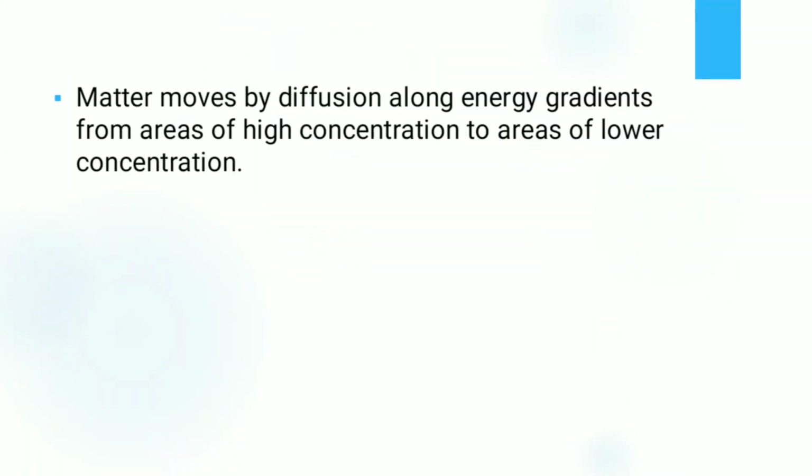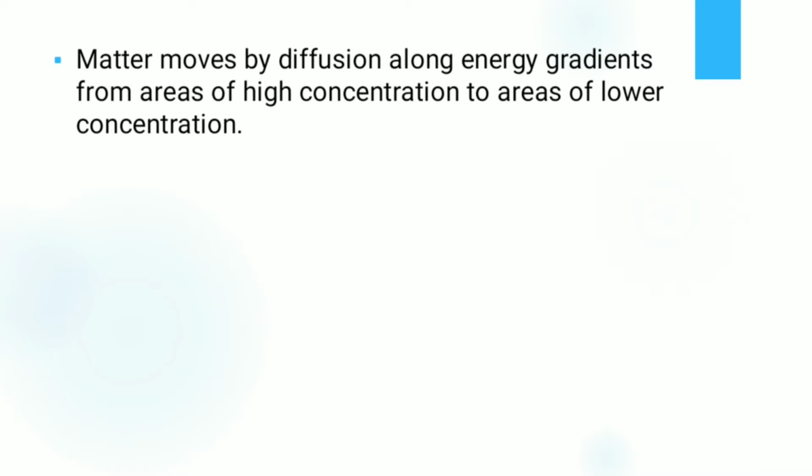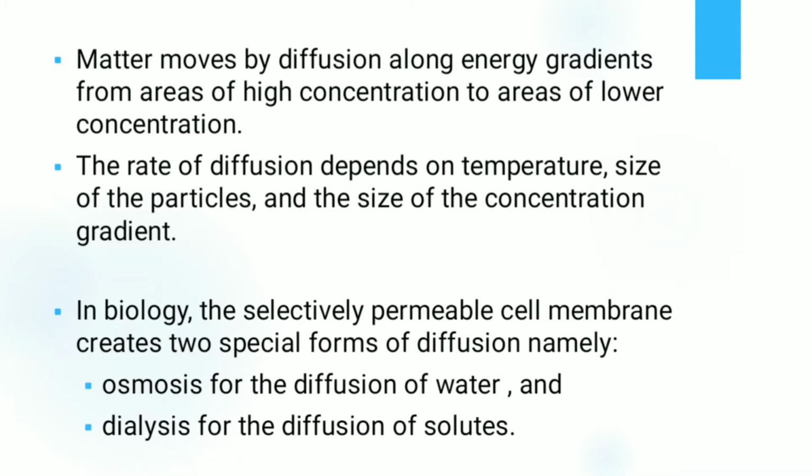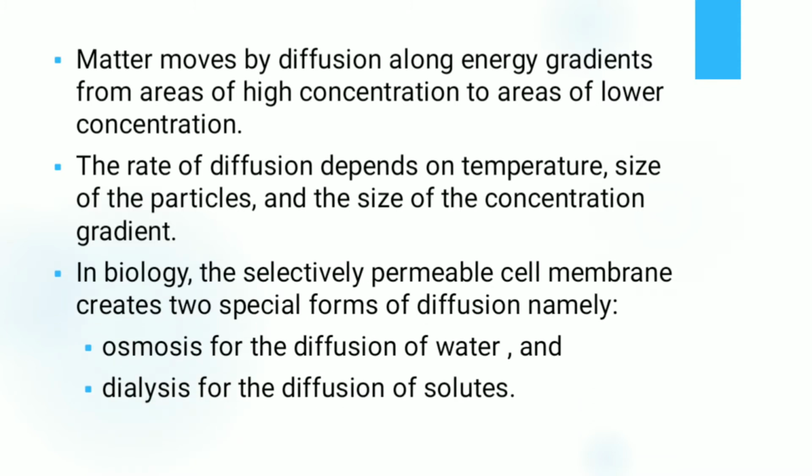So, you know that matter moves by diffusion along energy gradients from an area of high concentration to an area of lower concentration. The rate of diffusion depends on temperature, size of particle and the size of the concentration gradient. In biology, the selectively permeable cell membrane creates two special forms of diffusion, namely the first one, osmosis, from the diffusion of water, and the second, dialysis, from the diffusion of solutes.